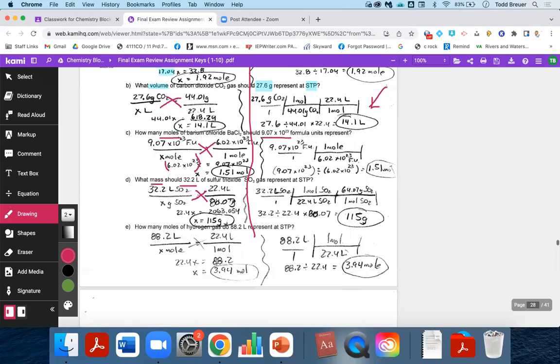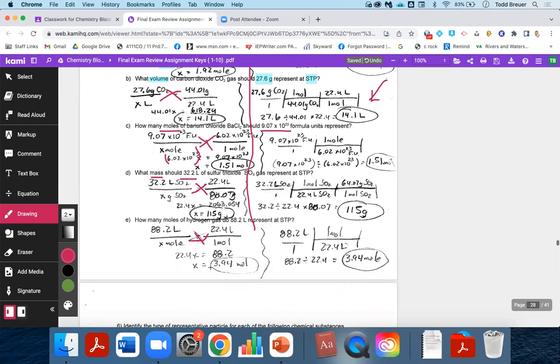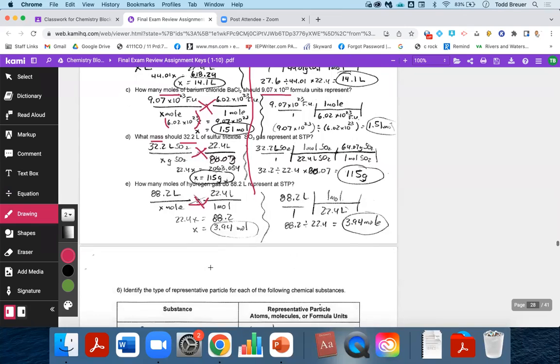Letter E is asking for a mole amount. So given is liters, a volume. Desired is X moles. So we put the quantities equal to 1 mole on the right. 22.4 liters is the quantity equal to 1 mole when it's volume. 1 mole on the bottom. Cross multiply, right? 22.4 times X, 88.2 times 1. Make an equation out of it. Divide each side by 22.4. And you get a value of 3.94.